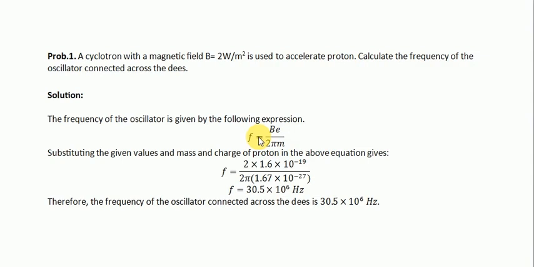So to sum up, we use the formula F equals BE by 2 pi m and we substituted in the values of B, E, 2 pi and m to find out our answer, which is frequency equal to 30.5 into 10 to the power 6 Hz or 30.5 megahertz. This frequency is essential because it synchronizes with the natural rotation of protons in the magnetic field, allowing the cyclotron to accelerate them effectively. So that's it.